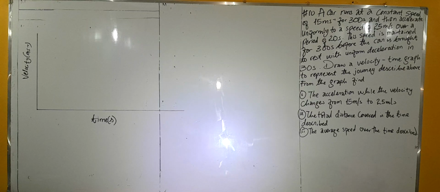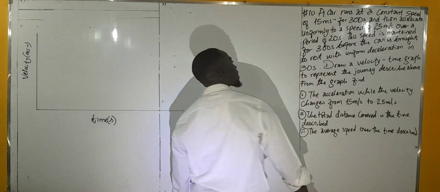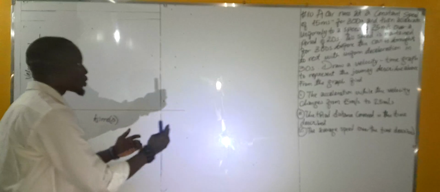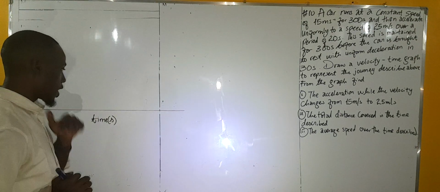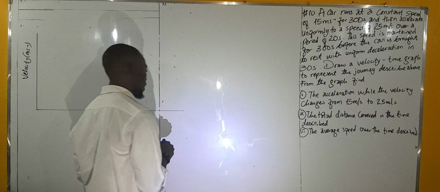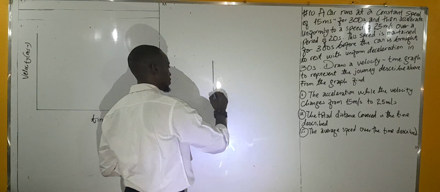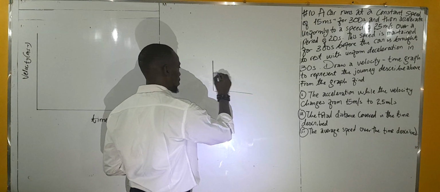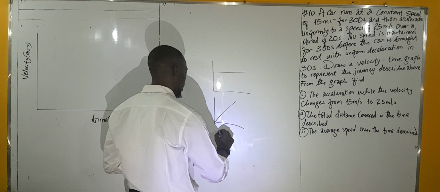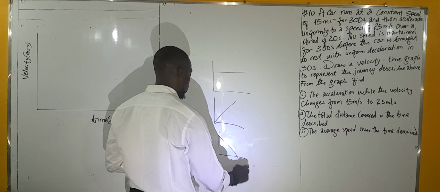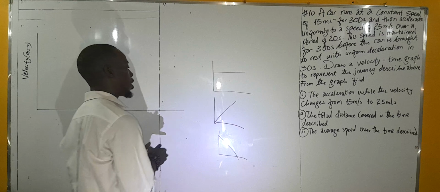Right. So the last question. Okay, a car runs at a constant speed. Let me do a quick revision. Constant speed is like this. Acceleration is like this. Deceleration is like this. Okay.